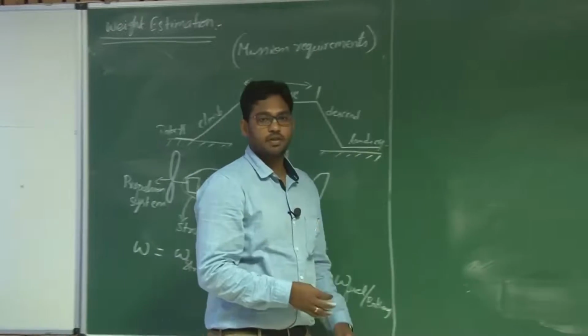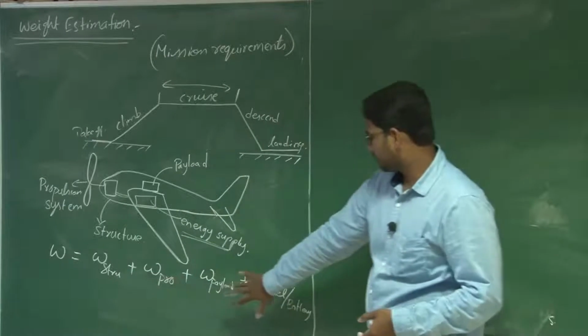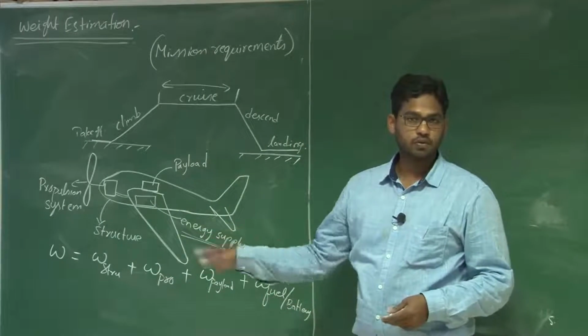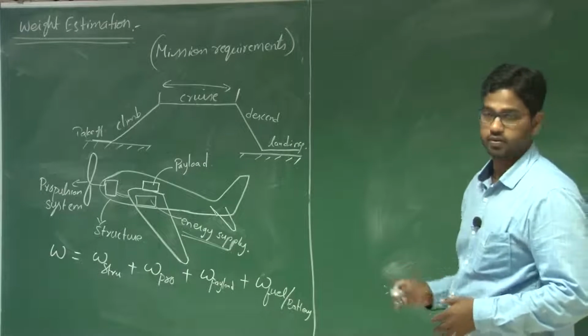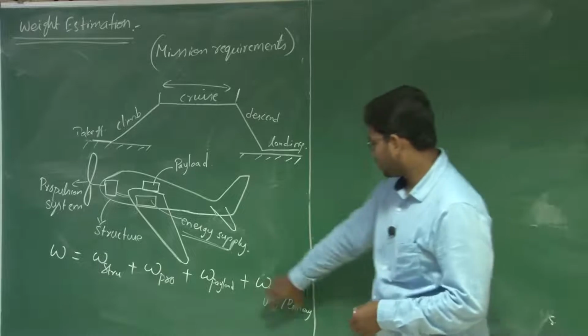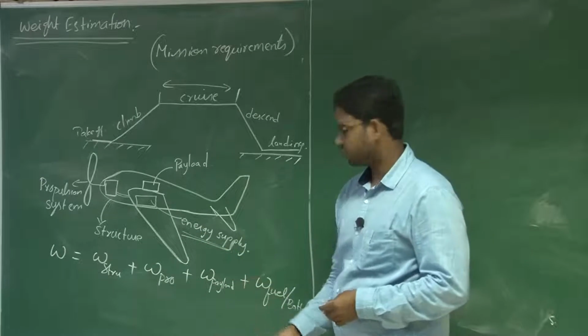Now, how to start with the weight estimation, right? So we broadly understood that these are the major components that contribute towards the total weight of the system. How to start with this? How to start estimating these weights? If I know the individual components, then I'll get to know what is the total weight. That's the whole idea, right?